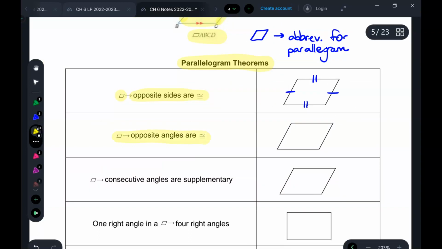Okay, next one. Parallelogram, opposite angles are congruent. Okay, so when we think of opposite angles, think of the ones that are diagonal to each other. So here, these two angles are congruent, and the other two are congruent. Are all four congruent to each other? Sometimes, not necessarily.